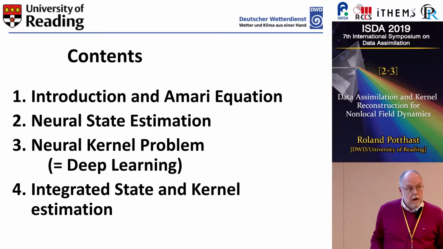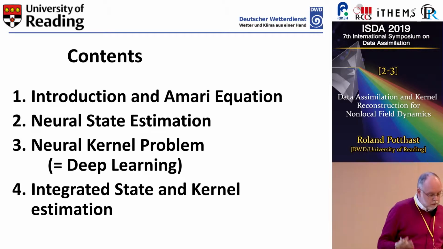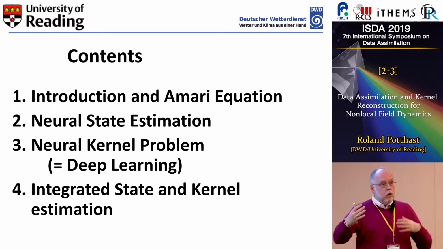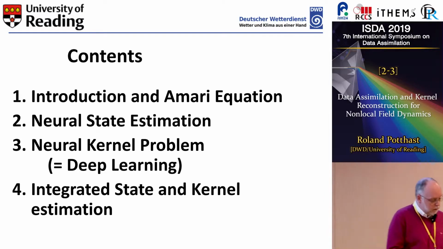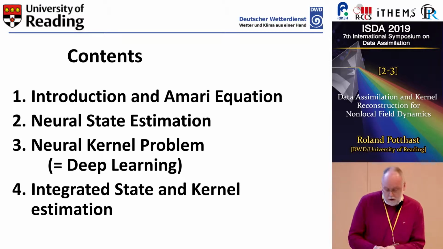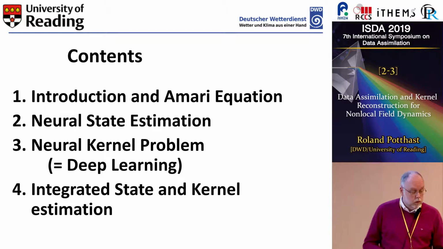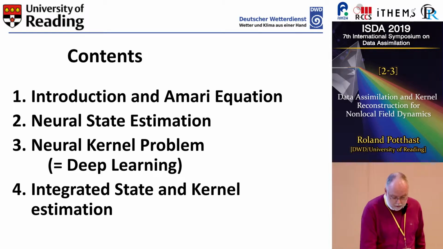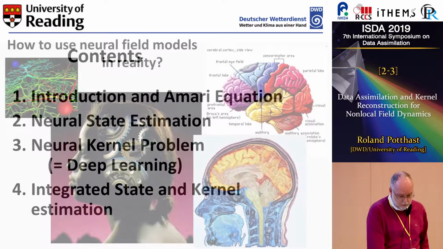So we do the state estimation in data assimilation and also an inverse problem. And here we asked ourselves, how do we couple these two problems together in an appropriate way? And I'll explain this in a second. So I will show you some introduction, the state estimation, the neural kernel or learning problem, and then how to integrate them into an iterative procedure and how to solve them and make some remarks on convergence.